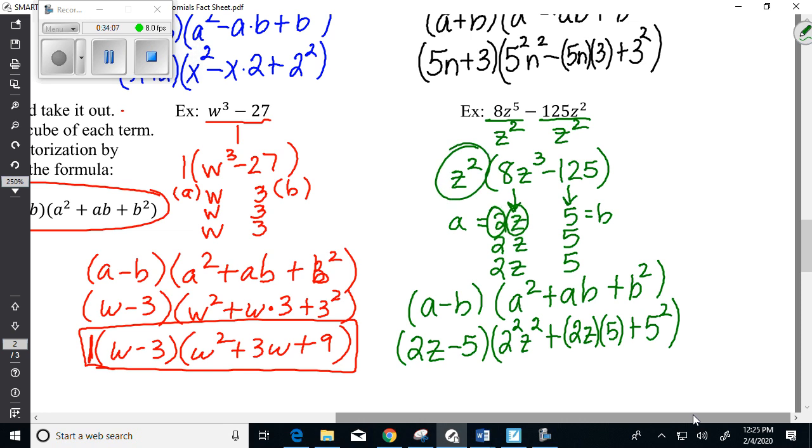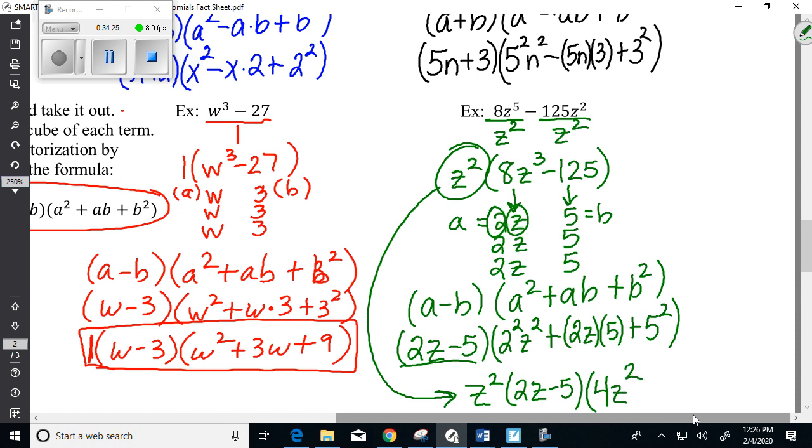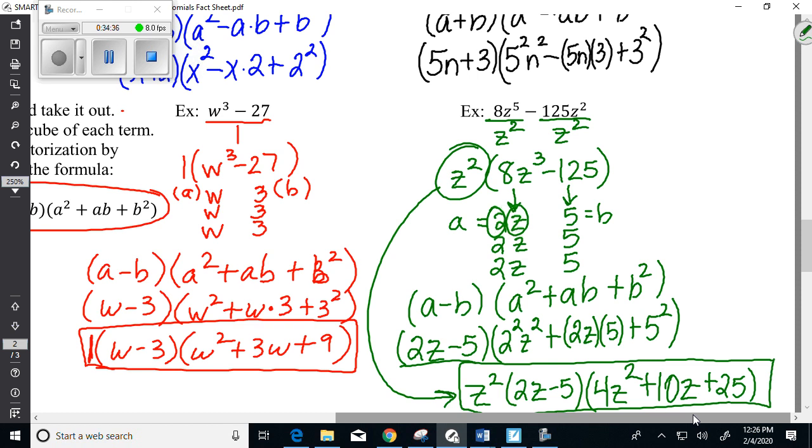The z squared that you pulled out at the start of the problem, make sure you bring that back into the answer. 2z minus 5. And then 2 squared is 4. Z squared is z squared. 2z times 5 is 10z. And 5 squared is 25. So that is your factored answer.